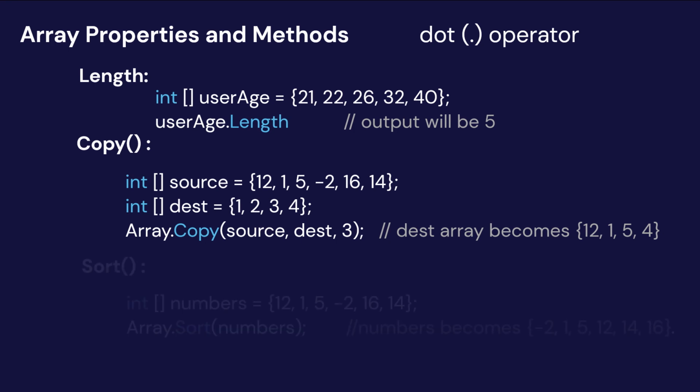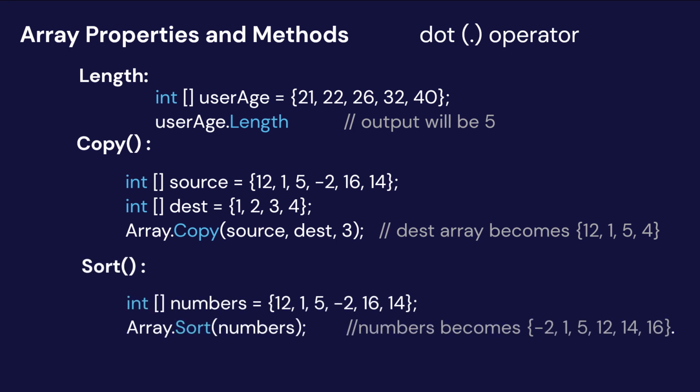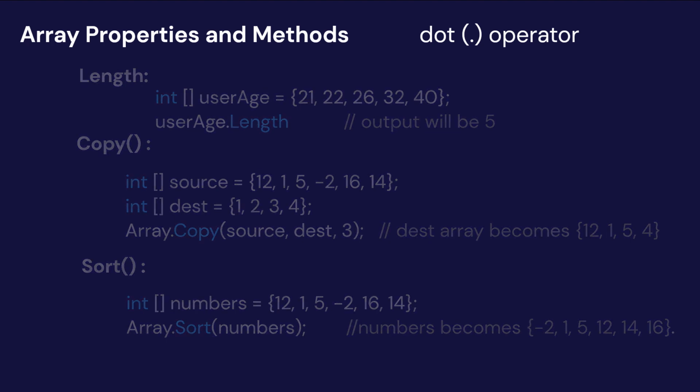Sort. The Sort method allows us to sort our arrays. It takes in an array as the argument. Suppose you have int[] numbers = {12, 1, 5, -2, 16, 14}. You can sort this array by writing Array.Sort(numbers). The array will be sorted in ascending order. Thus, numbers becomes -2, 1, 5, 12, 14, 16.